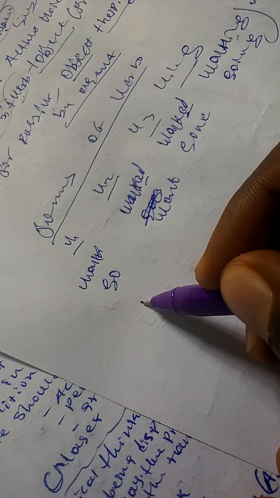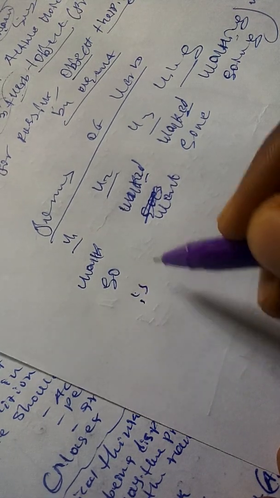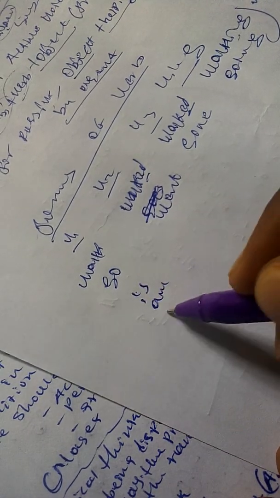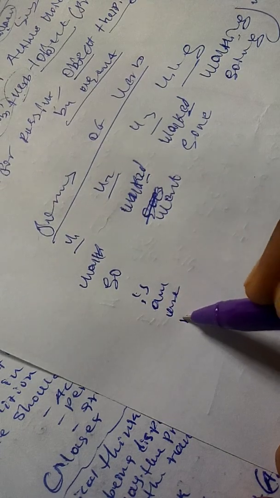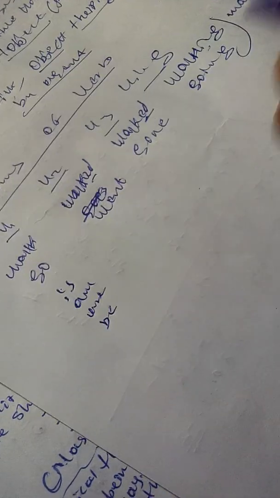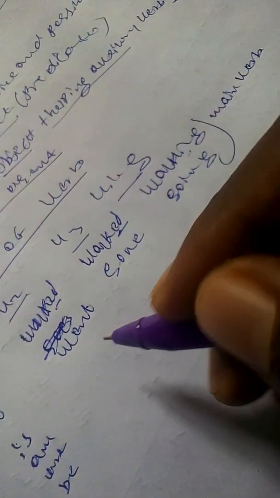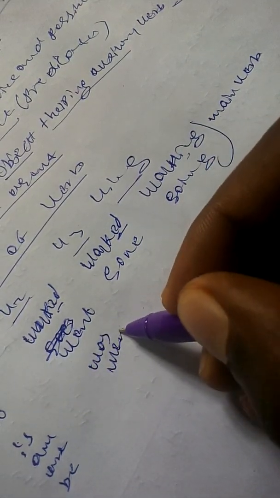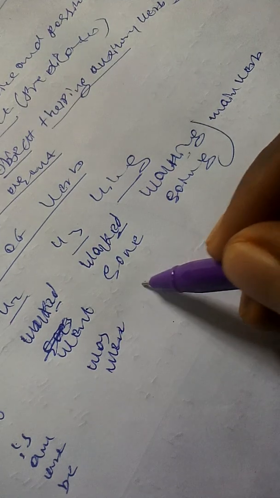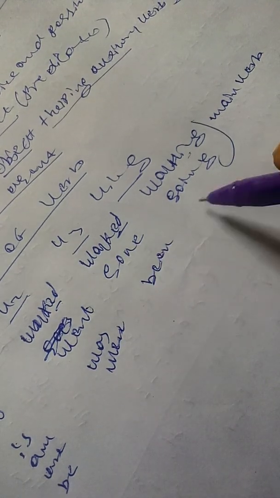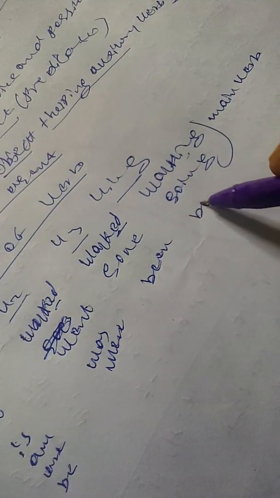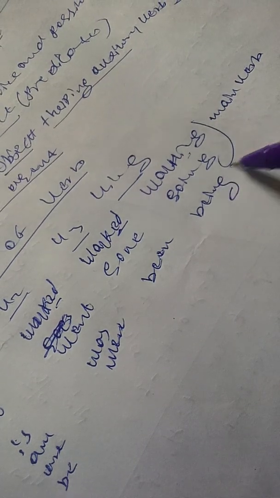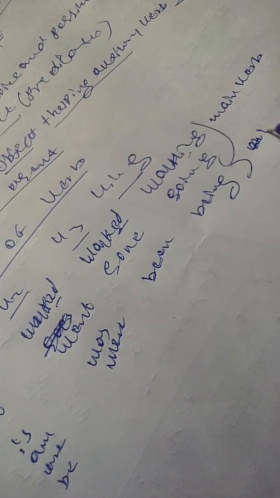Later: is, am, are, be. Two forms of certain, was and were, and this form is being, as well as being. These are helping auxiliary verbs.